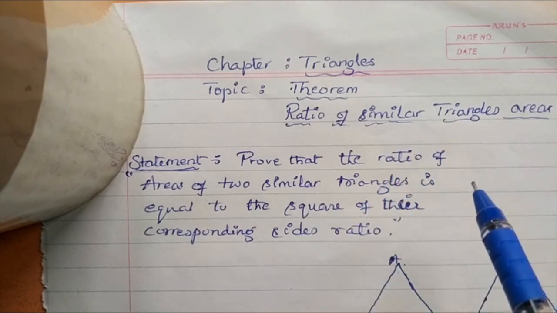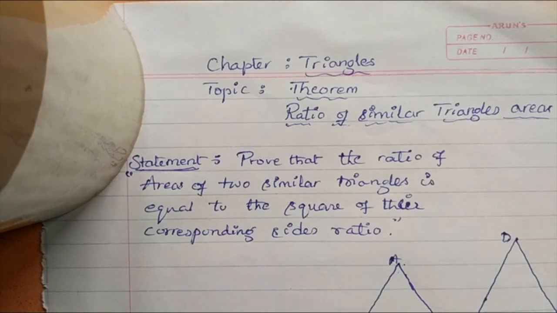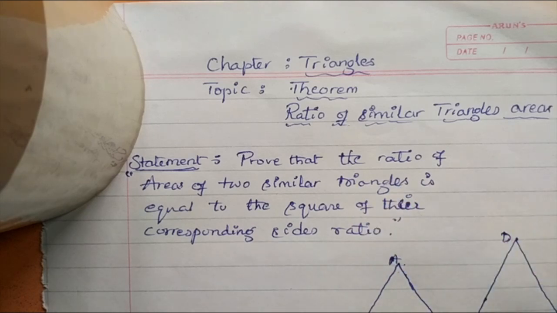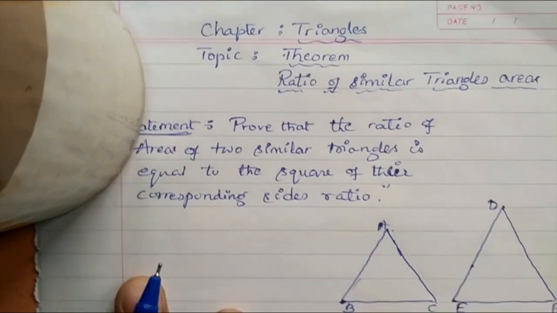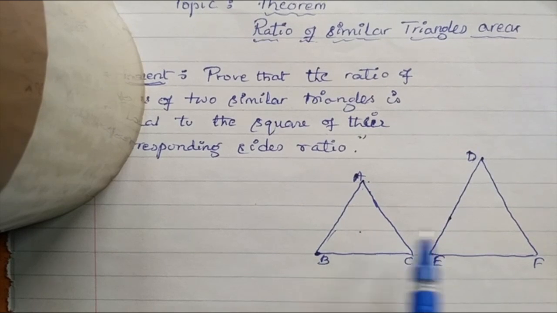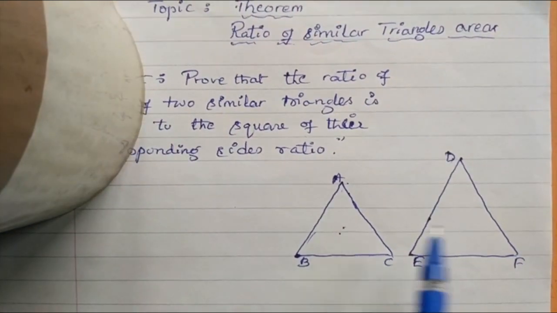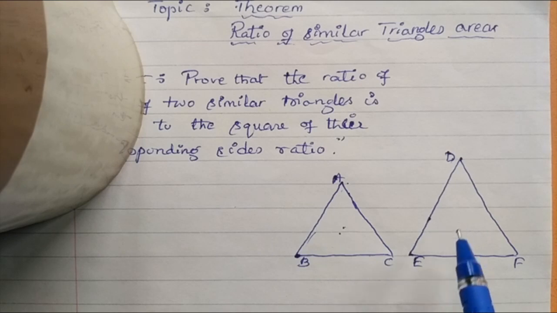If two triangles are given, how do we know whether those two triangles are similar or not? That is by any one criterion from SSS, SAS or AAA. So in case you have already proved two triangles are similar, look at ABC and DEF. These two triangles are similar by one of the criteria. After proving triangles are similar, what about these two triangles' areas? Obviously this triangle is smaller, this is bigger. The area of this is smaller and the area of this is bigger.